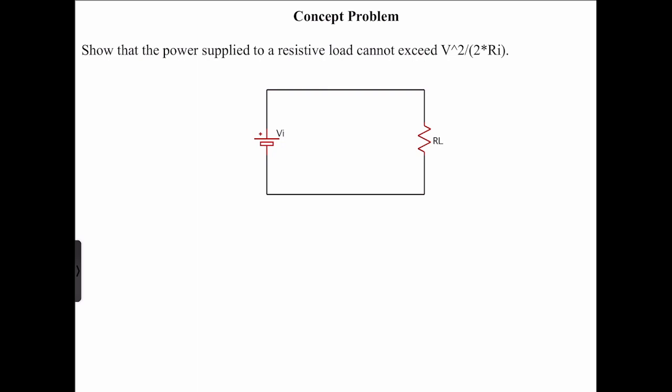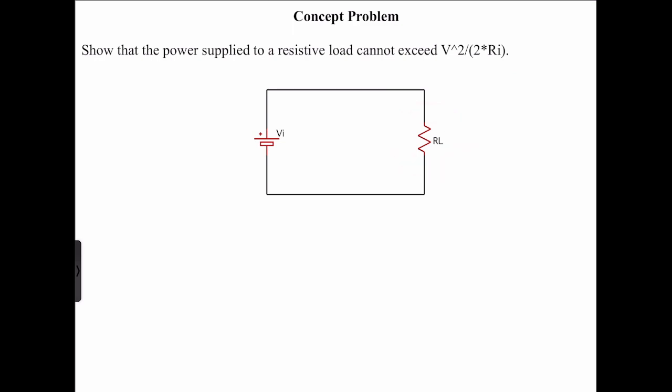Welcome back. In today's video, we want to show that the power supplied to a resistive load cannot exceed V squared divided by 2 times Ri. Firstly, the circuit is an ideal battery or voltage source connected across a load resistor, RL.